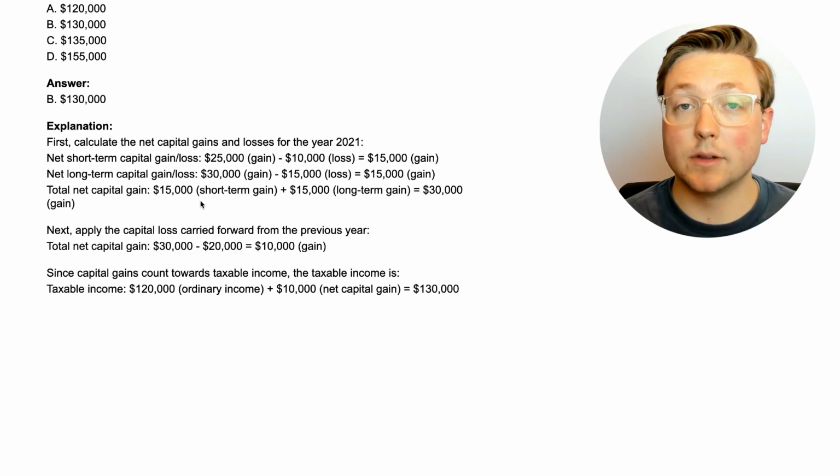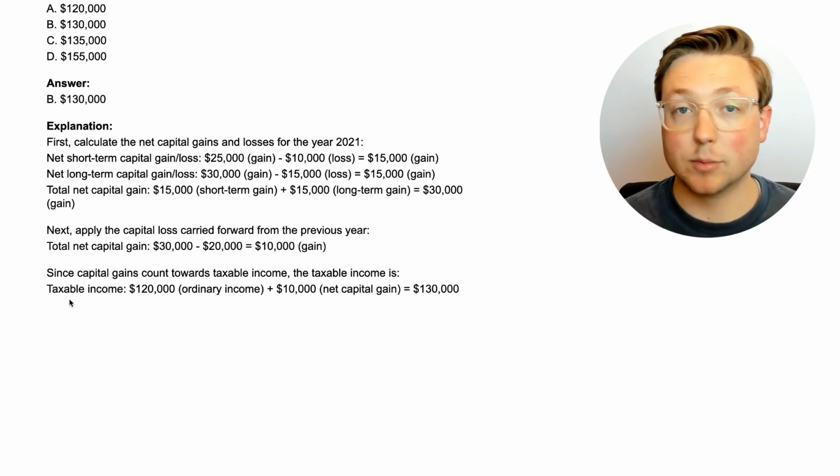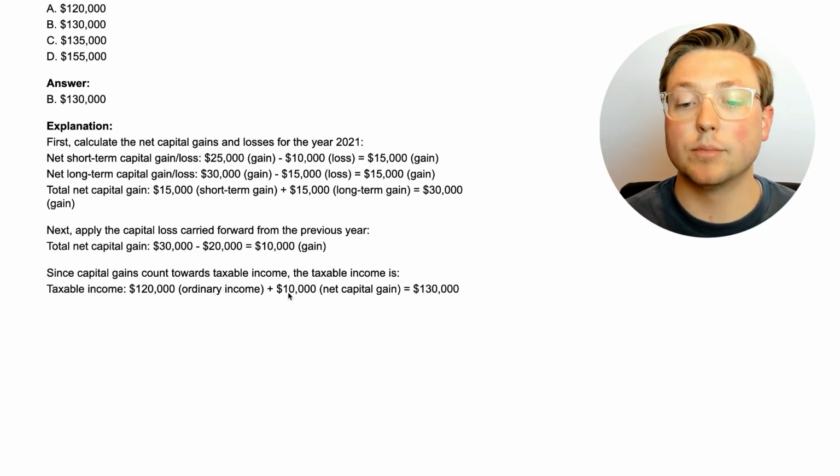So next we consider the carry forward from the previous year. And in this case, we can use it because there is a gain to be used against. So we subtract the $20,000 from the $30,000 gain, giving us still a remaining $10,000 gain. And we add that to the taxable income. Again, it's not necessarily ordinary income. The capital gain isn't ordinary income, but it is taxable income. So the total taxable income is the $120,000 ordinary income plus the net capital gain equaling $130,000.